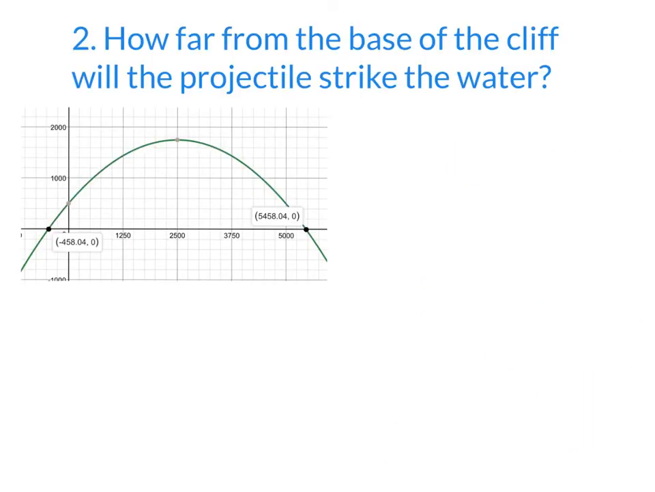So let's figure out the distance that the projectile will be from the cliff once it strikes the water. There's two ways to do it. Again, you can graph it and figure out where it will intersect with our x-axis, or y equals 0, and it will intersect at 2 points.